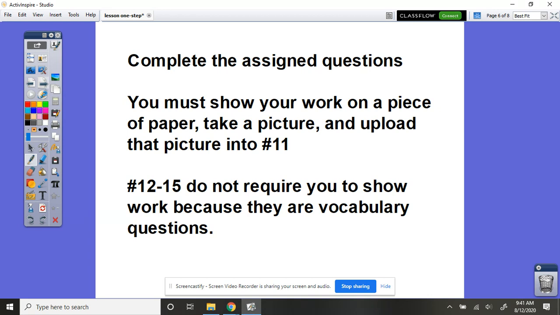Numbers 12 through 15 do not require you to show any work because they're vocabulary questions. So 1 through 10, write on a piece of paper, take a picture, upload into number 11. 12 through 15 should just be a multiple choice answer.